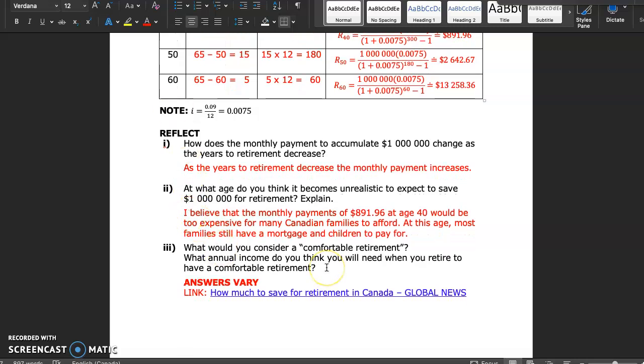What would you consider a comfortable retirement? What annual income do you think you will need when you retire to have a comfortable retirement? Given that I have not retired yet, I'm going to leave you this video to check out, just to see some experts talk about the saving habits of typical Canadians.